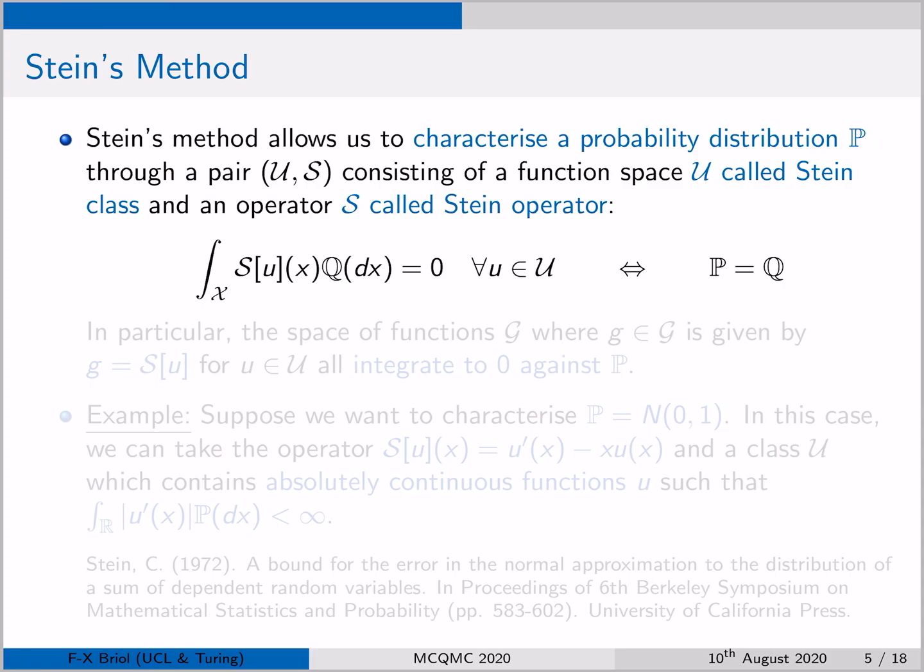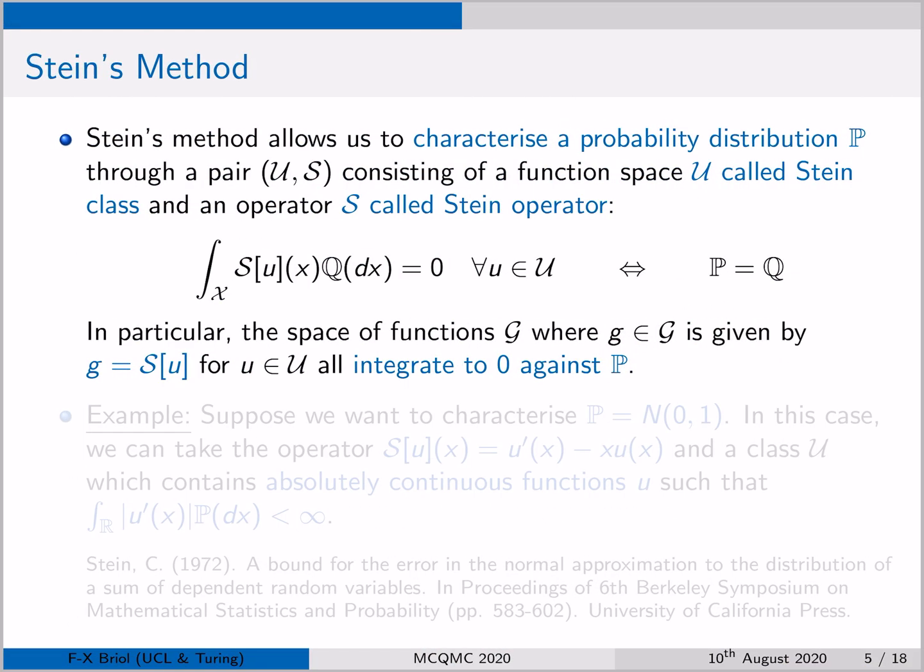Now, usually this is used for theoretical results in probability theory, but here we'll use it in a computational way. In particular, we can use it to construct control variates. So how do we do that? All we need to do is take any function of the form S u, and this will, by definition, be a valid control variate in the sense that it integrates to 0. In particular, I can get a whole class of functions of this form. For any u in the space big U, I can take a function of the form S u, and that will integrate to 0 and therefore be a valid control variate.